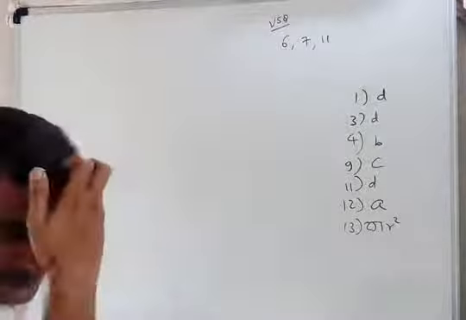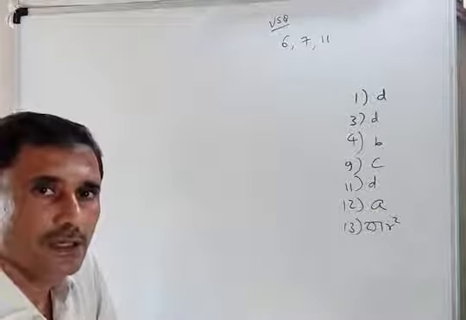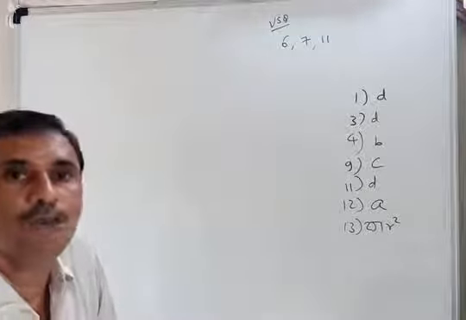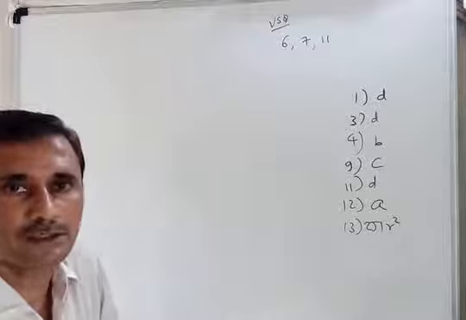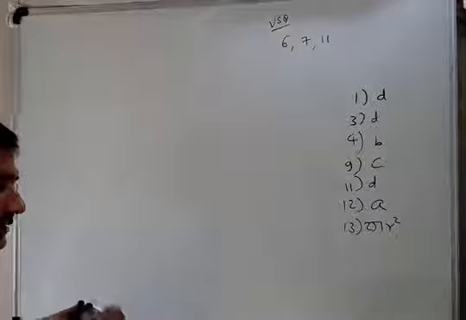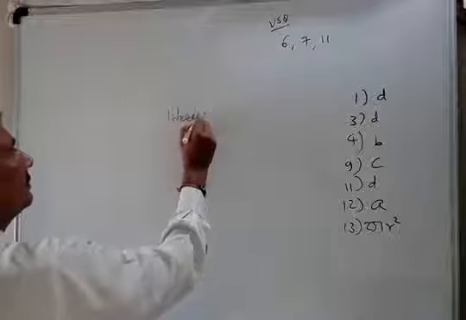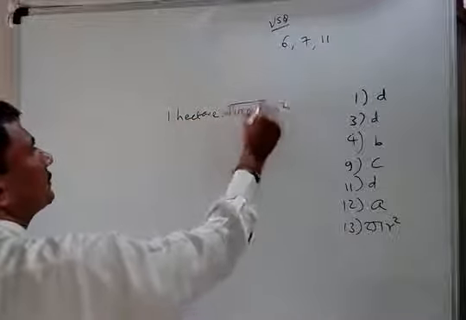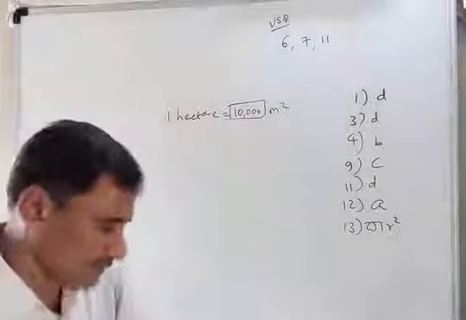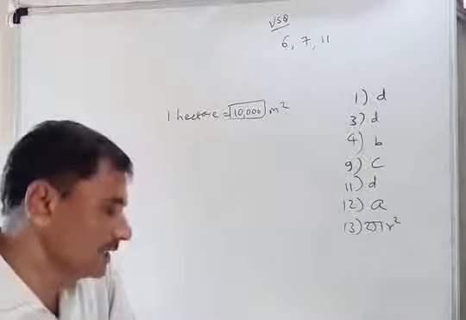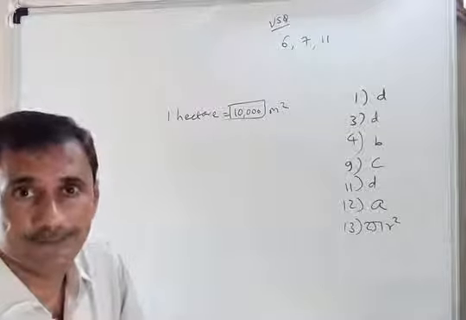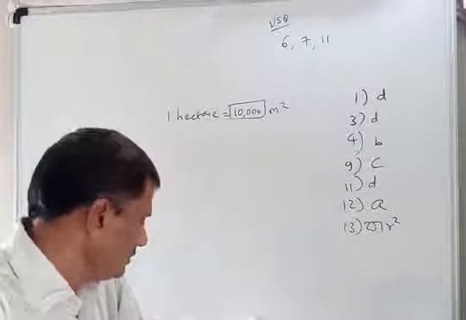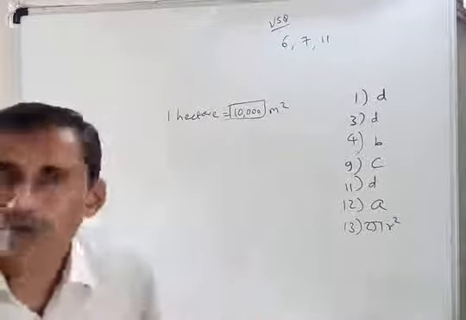Once in exercise 13.3, in the second last question, we used that relation. How much area of field can be irrigated? That was asked. So 1 hectare is equal to 10,000 meters square. This you have to remember. 10,000 meters square combined becomes 1 hectare. Now all the objective questions are over.